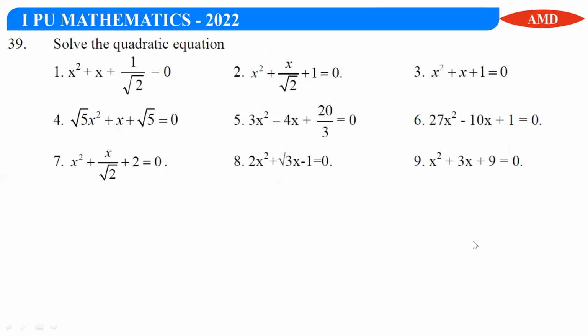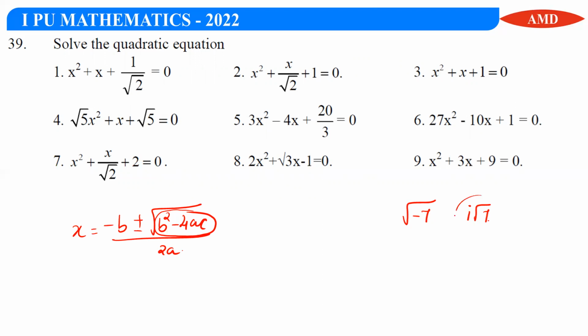Going on to the 39th question. Here, all you need to remember is this formula, that is x equal to minus b plus or minus root of b square minus 4ac divided by 2a. So when you substitute the values of a, b, and c, definitely you are going to get the discriminant as negative. And whenever you have root of some negative number, for example, if you get root of minus 7, you will have to replace it as i root 7. So this thing you will have to keep in your mind.